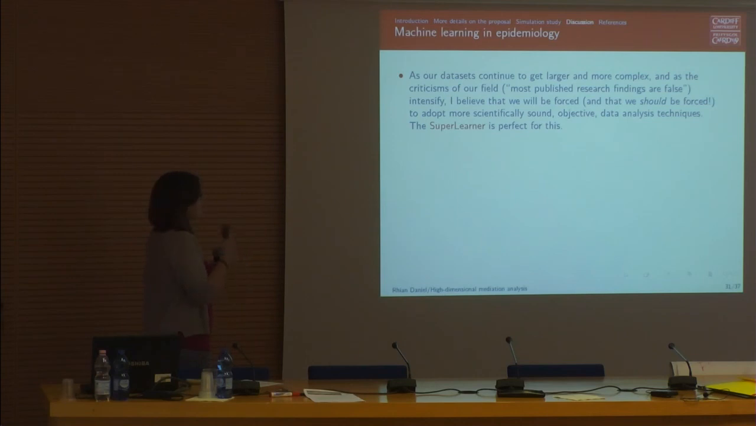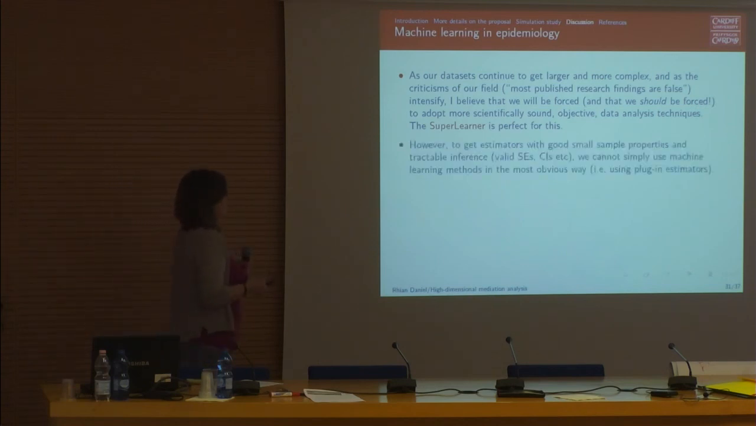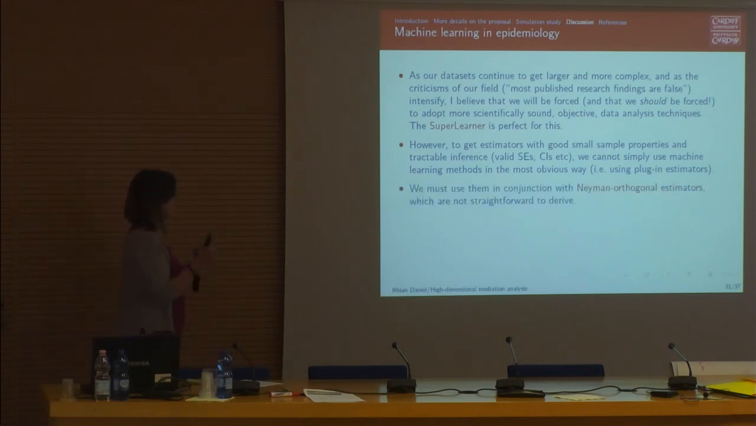So I believe that we will be forced, and we should be forced, to adopt more scientifically sound objective data analysis techniques that are less prone to the kinds of biases that Carolina was talking about. So the superlearner, I think, is perfect for this. However, as we've seen, to get estimators then with good small sample properties and tractable inferences, we can't simply use machine learning methods in the most obvious way, i.e. plugging them in where we would otherwise have plugged in our parametric models. So really, we have to use them in conjunction.